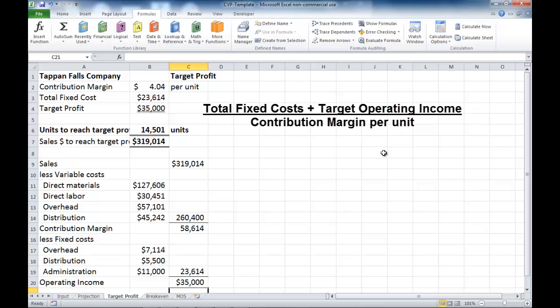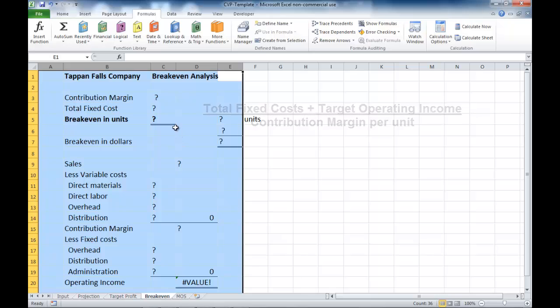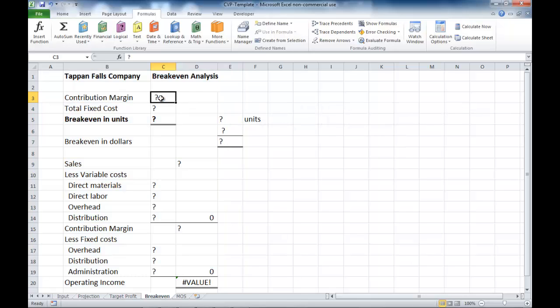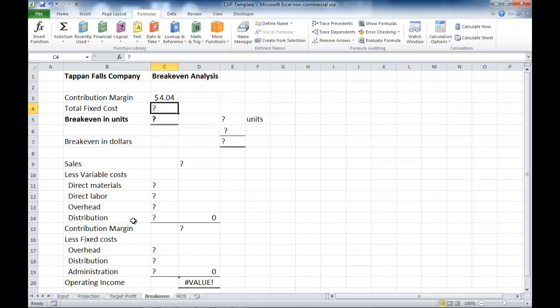Notice the formula that we used to calculate the 14,501 units: total fixed cost plus target operating income divided by contribution margin per unit. Okay, now let's take a look at break-even point analysis. I'm going to grab that $4.04 in contribution margin per unit off of the input sheet and total fixed cost off the input sheet as well.